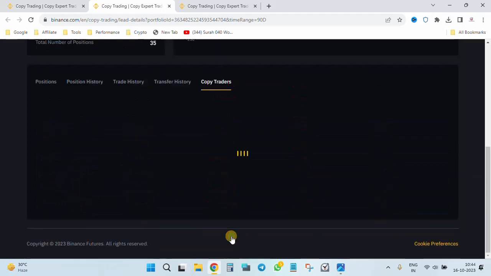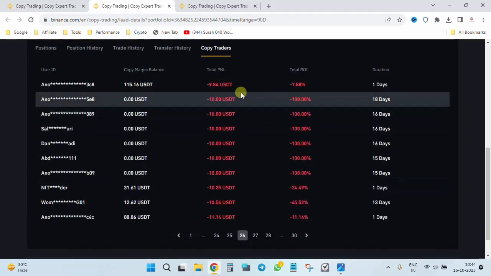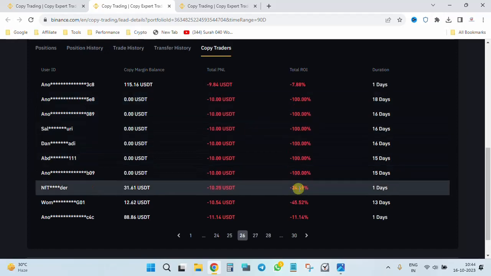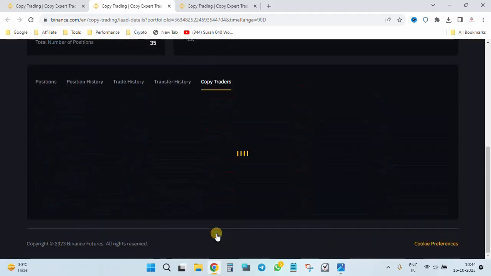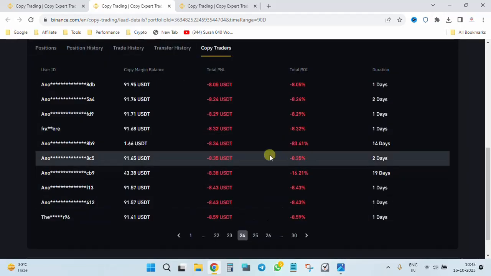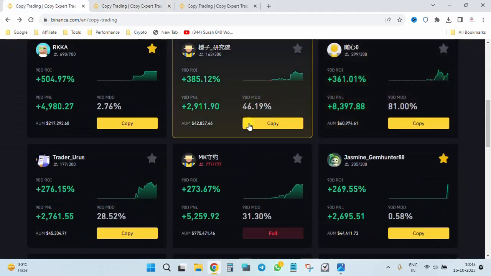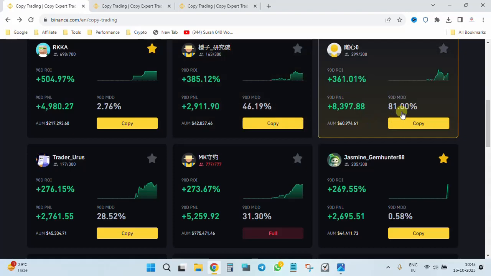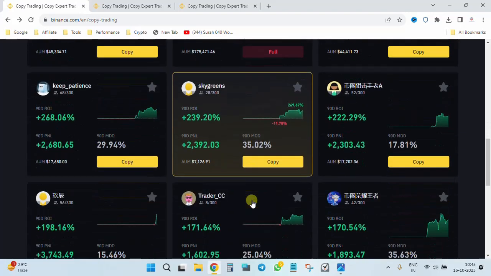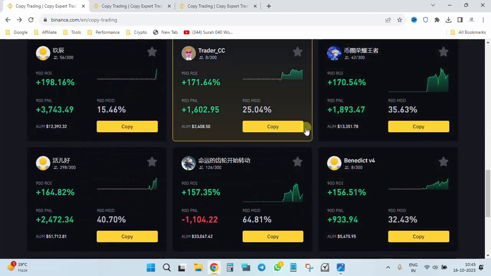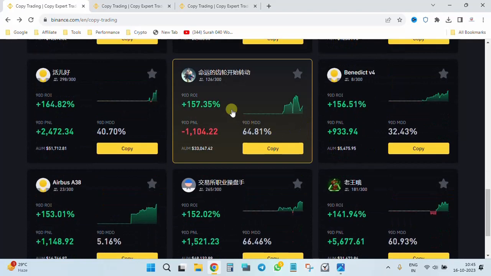So let's come behind also. You see over here 100%, 100%, 100%. So a lot of accounts have been washed out over here. So ideally you wouldn't want to copy a trader whose drawdown is huge like this. Even 30% I think is still high. 30, 40% drawdown, 50% drawdown. Another one over here 60%.